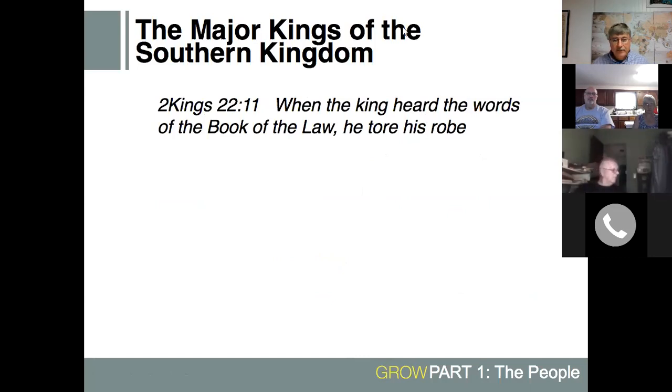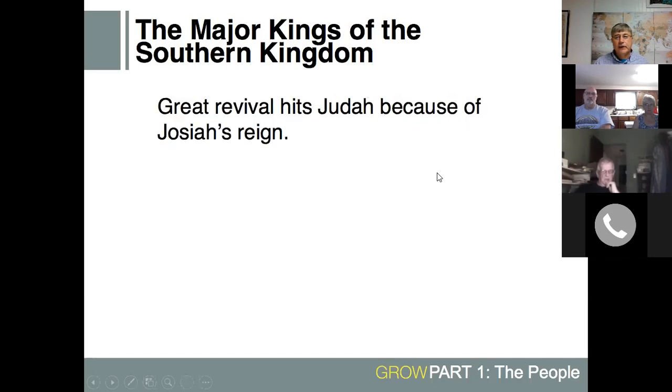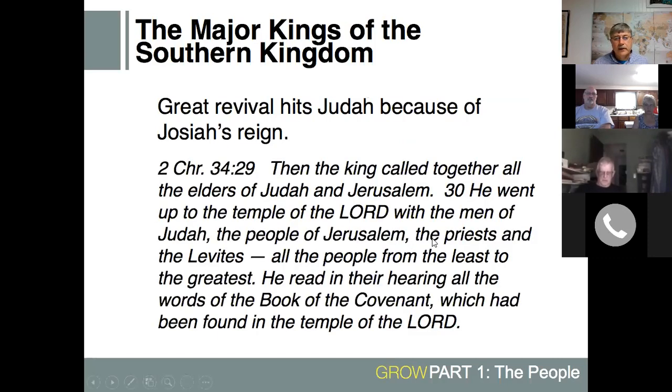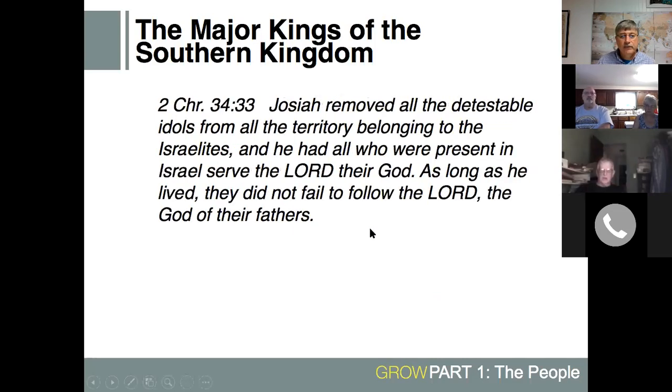He's hearing all this stuff that God has called him to do in the temple, all the sacrifices, all the festivals, everything that God has said, do this, and they haven't been doing any of it. So he tears his robes and brings about a revival in Judah because of Josiah's reign. Really the last high point of Judah before they are destroyed by Babylon. So 2 Chronicles 34:29 is your reference there. I won't read it so we can finish.